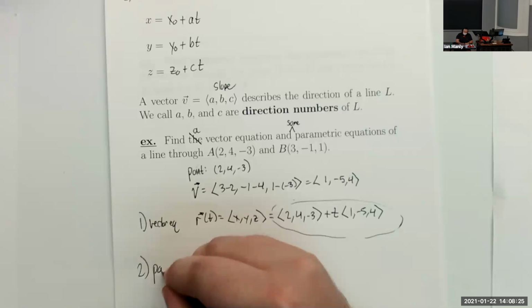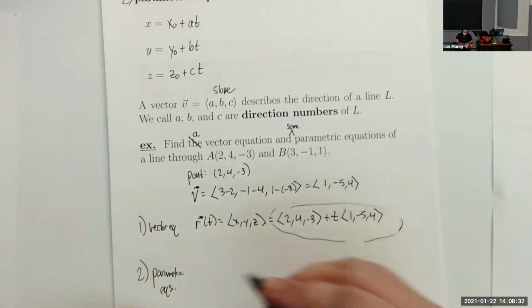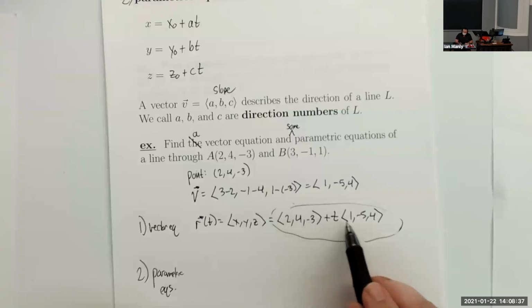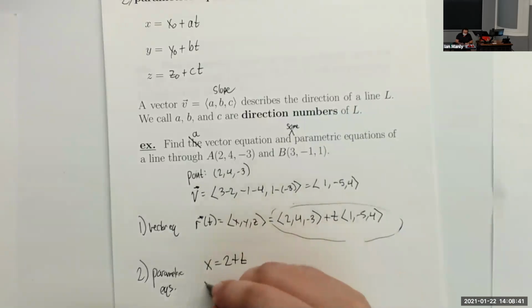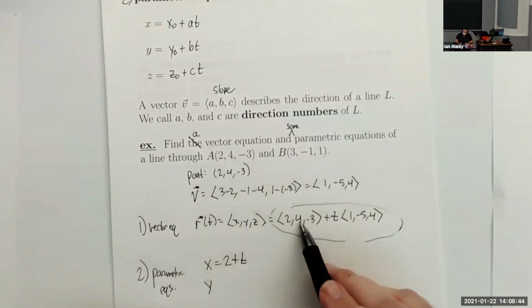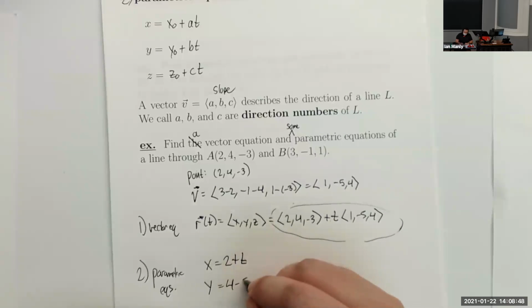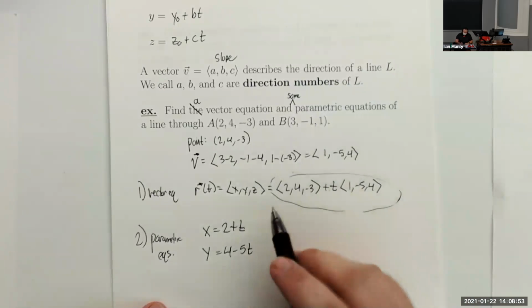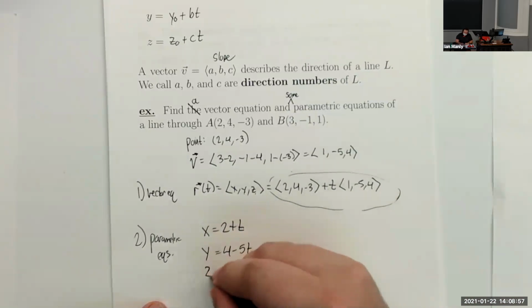And then now let's construct some parametric equations. But these are also pretty easy to do here because we just take x is equal to 2 plus t. We have y, let's see what that is, 4 plus -5t. So 4 minus 5t right here. And then we have z is going to be -3 plus 4t.